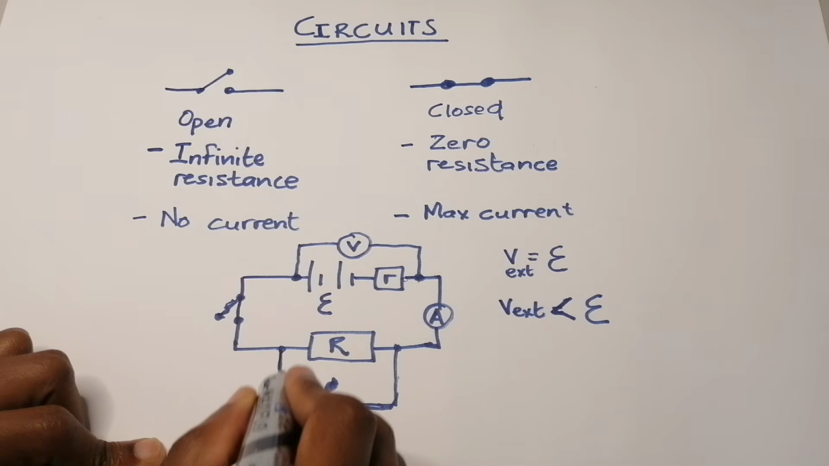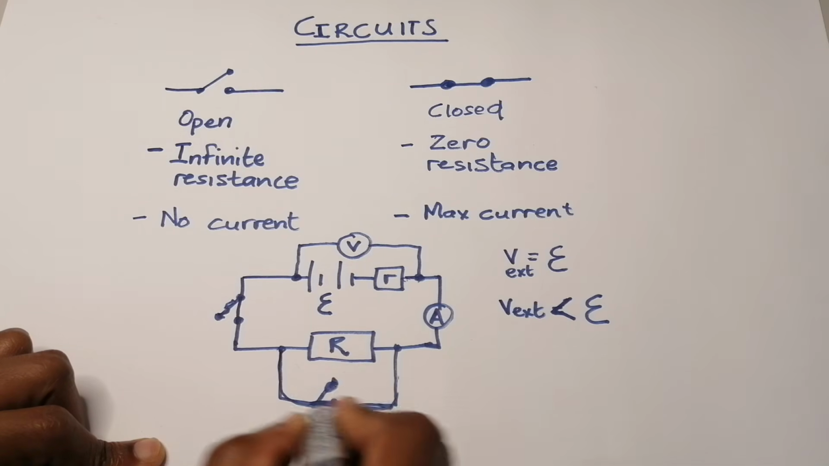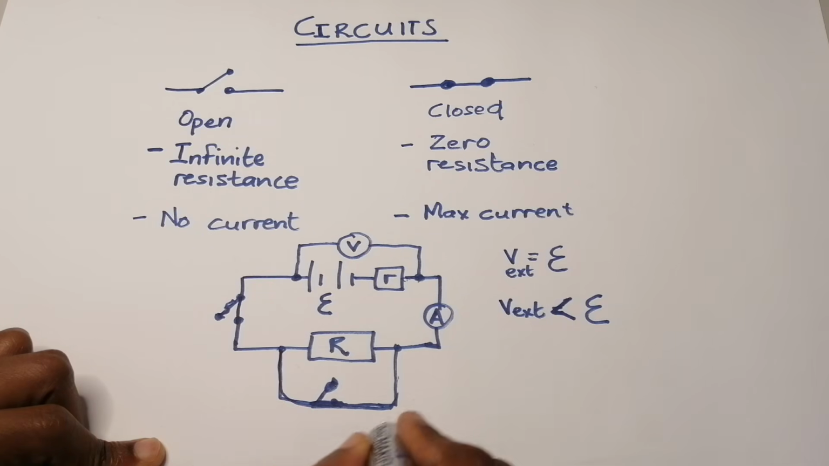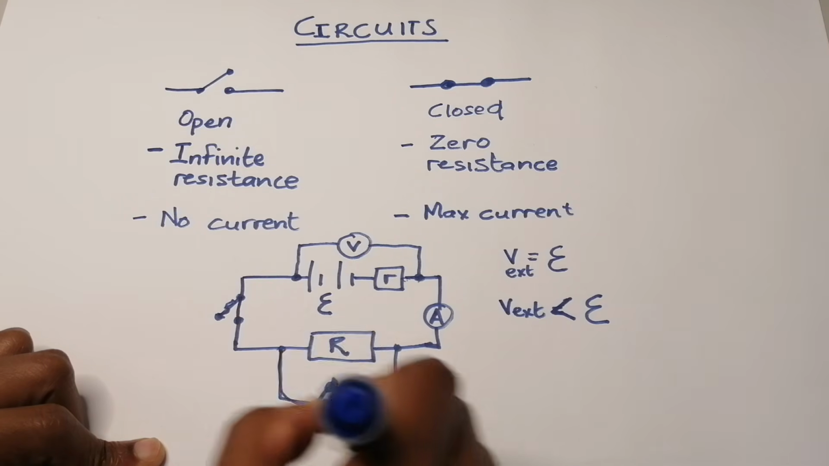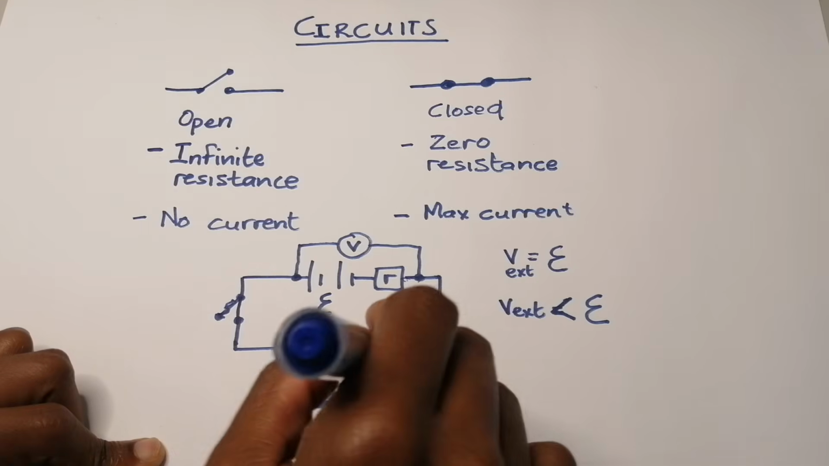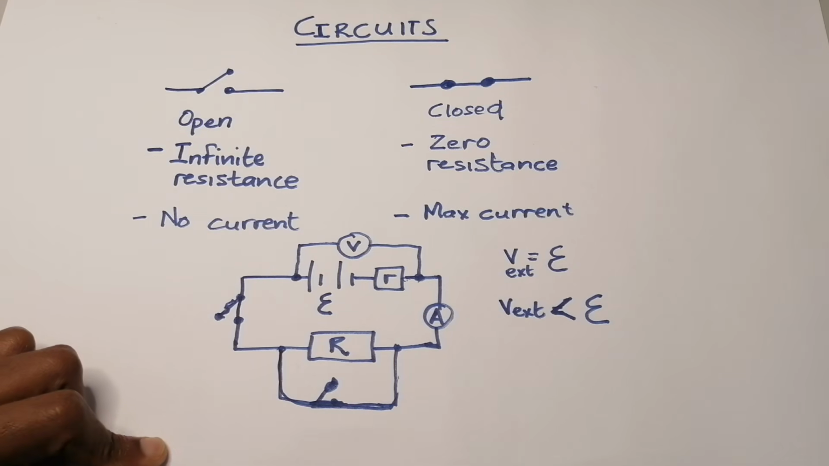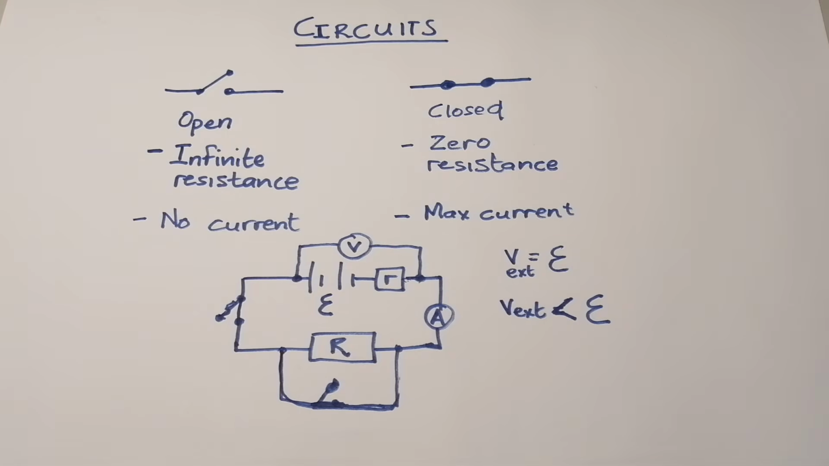Okay, so by putting a wire across a resistor or any device, what you are doing is short circuiting it. It means that the current will just go around it rather than going through it. So as a result, we call this a short circuit. That is how we are going to apply switches.